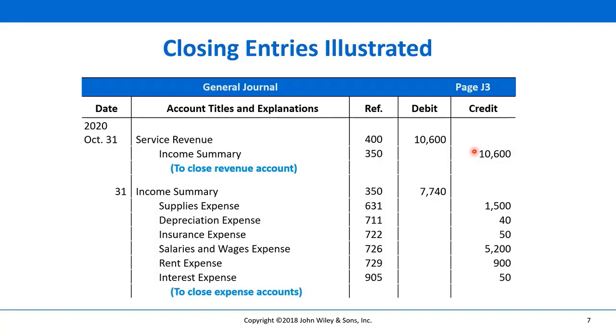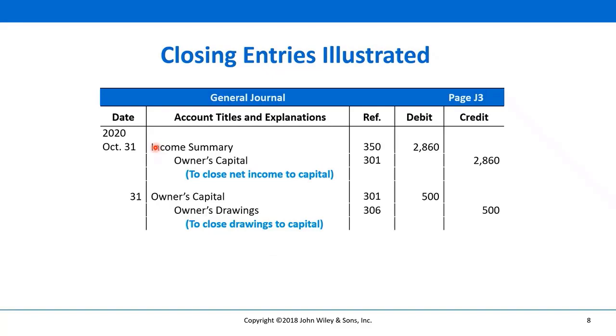Sorry, extremely sorry. This 10,600 can be known as the revenue of the company, and this total 7740 can be named as the total expense of the company. Of this company we are doing the closing entry. Okay. So we are done with closing the revenue account, we are done with closing the expense account. Now it's time to close the income summary account we have created.